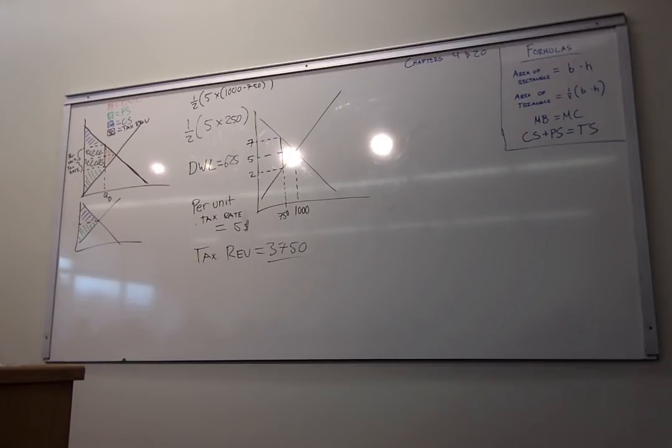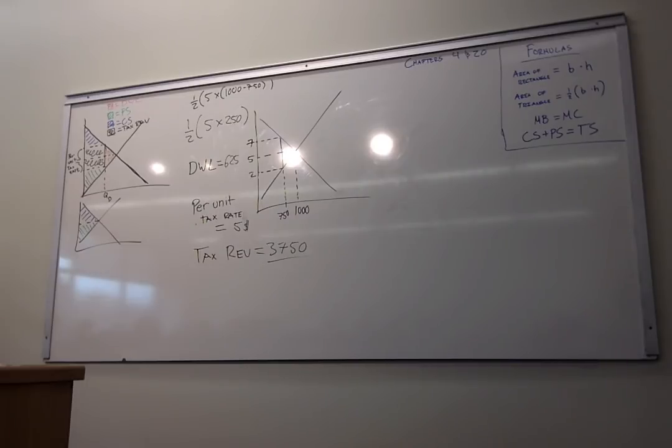Does that make sense? Any questions on this? Cool. Where did that 5 come from? So the base of it is 5, correct? Right. It's still the per unit tax rate, same way you got it: the 7 minus the 2. Okay, and that 250 is the height.